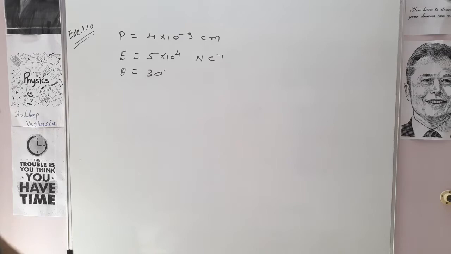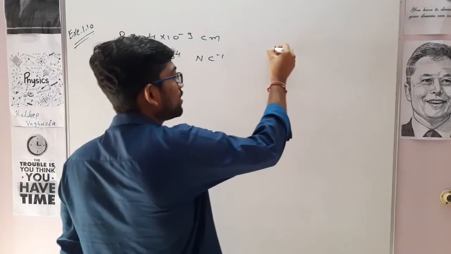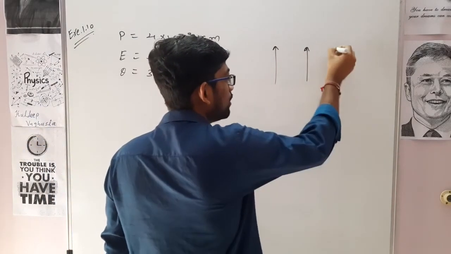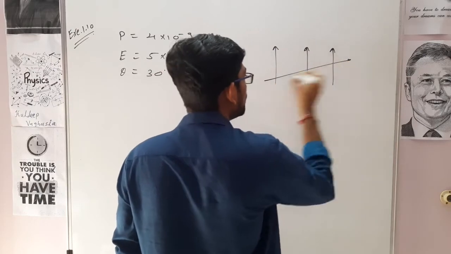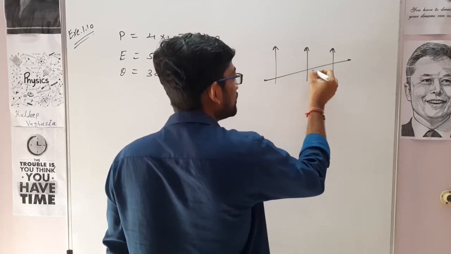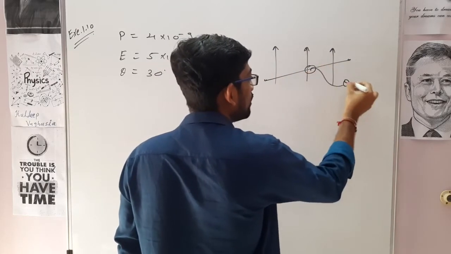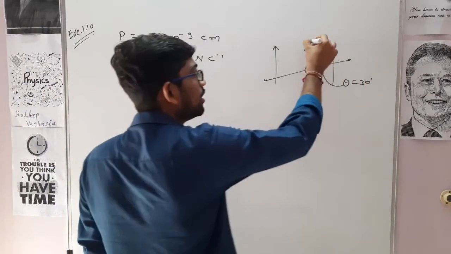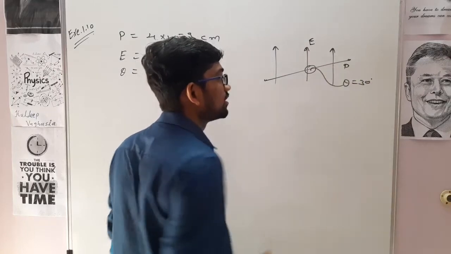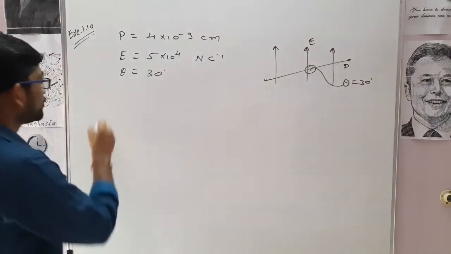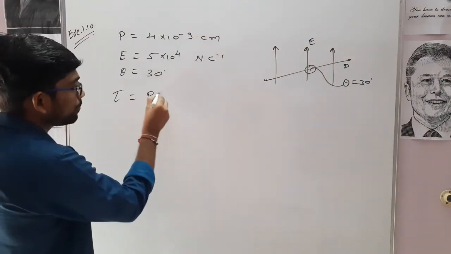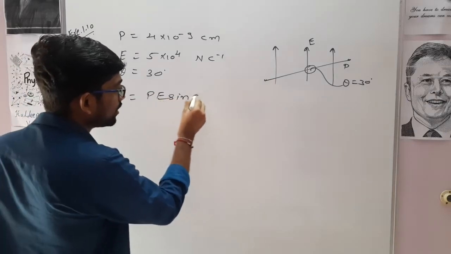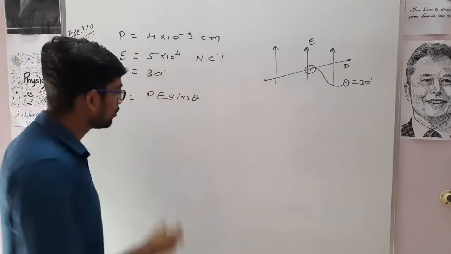See, this is the external electric field and the dipole is here. The angle theta is 30 degrees, the angle between the electric field and the dipole. So see, the torque equation is simple. Torque is equal to P E sin theta. The angle between them is 30 degrees, already given.